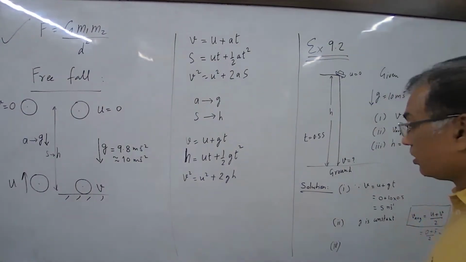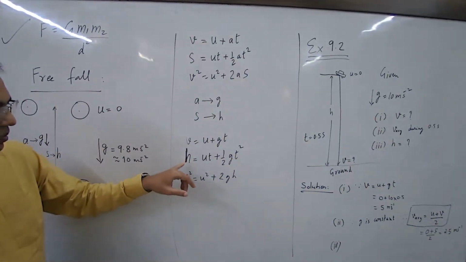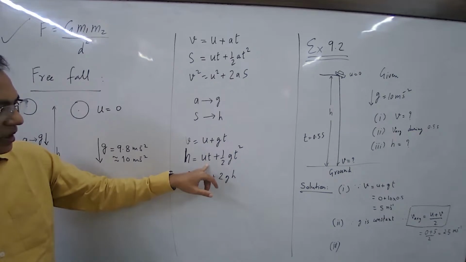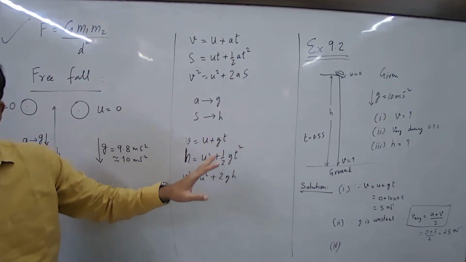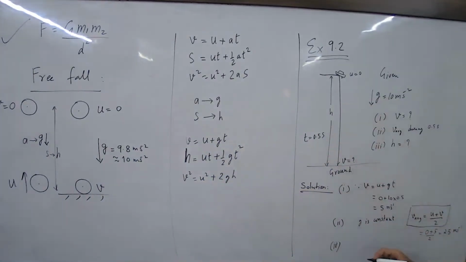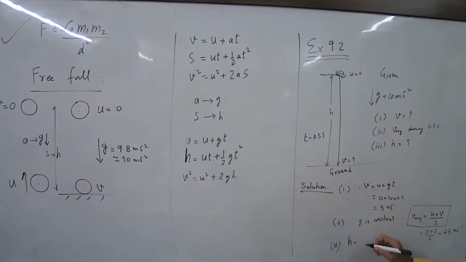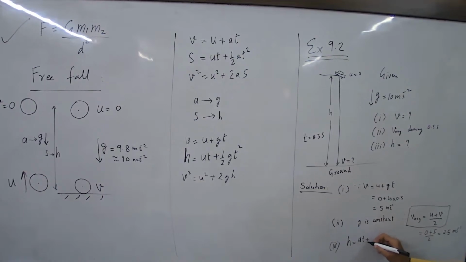So, how do we find H now? What do we know? We know U, we know T, we know G and T square. So we can take this, right? So we have to find the total height of the cliff from where it fell. So H is equal to UT plus half GT square.